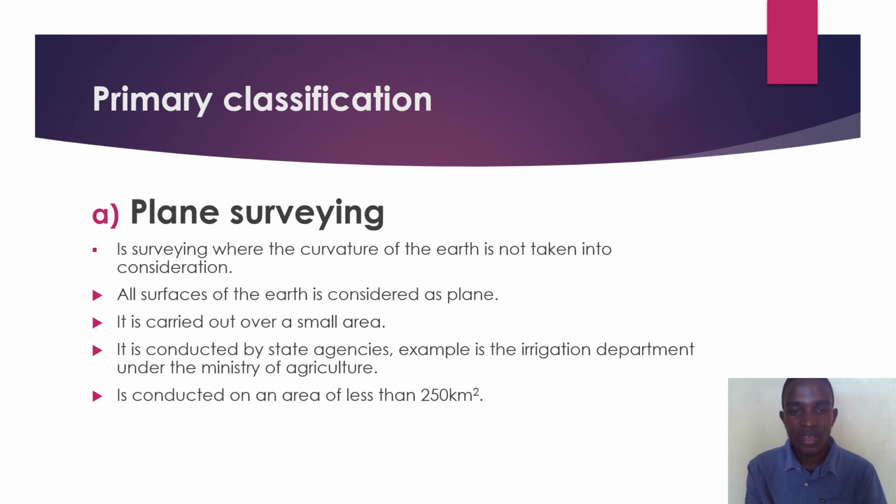It is carried over a small area of less than 250 kilometers squared, and it is conducted by state agencies. An example in Kenya can be the Department of Irrigation under the Ministry of Agriculture, or the Department of Public Works under the Ministry of Infrastructure, and all those departments that you can think about.